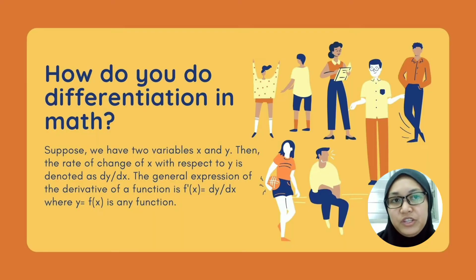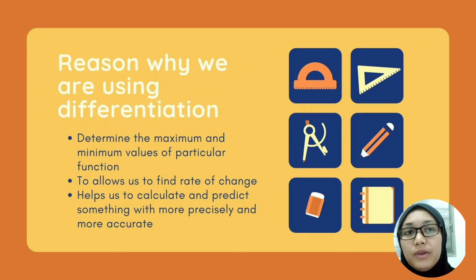How do you do differentiation in math? Suppose we have two variables, x and y. Then the rate of change of y with respect to x is denoted as dy over dx. The general expression of the derivative of a function is f prime of x equal to dy over dx, where y is f(x), any function. The reasons we use differentiation are to determine the maximum and minimum value of a particular function, to allow us to find rates of change, and to help us calculate and predict something more precisely and accurately.